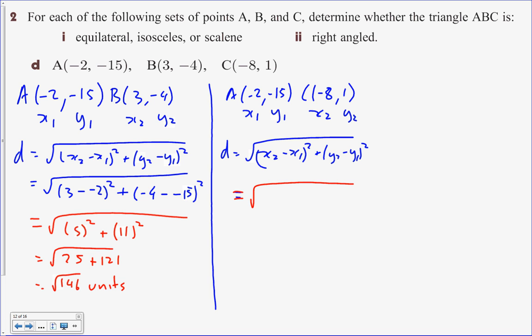So substitute in square root x2, which is -8, take -2 plus y2, which is 1, take -15 squared. So that's going to be equal to -8 plus 2 is going to give us -6 squared plus 1 plus 15 is going to give us 16 squared. So equals square root 36 plus 16 squared, which is 296.